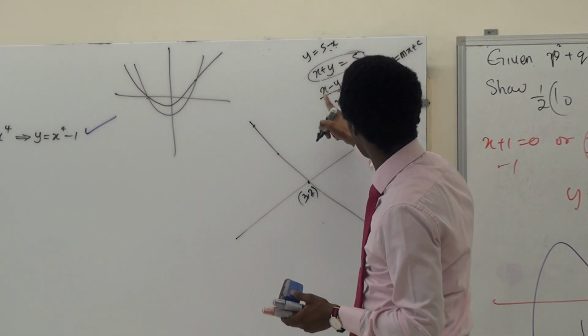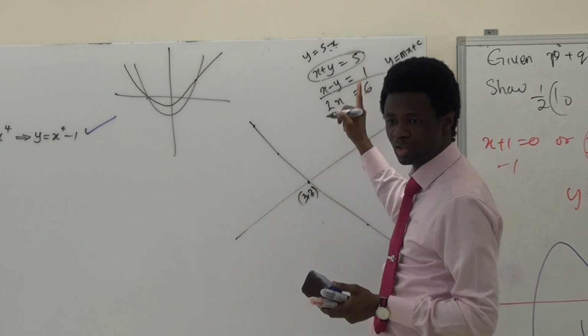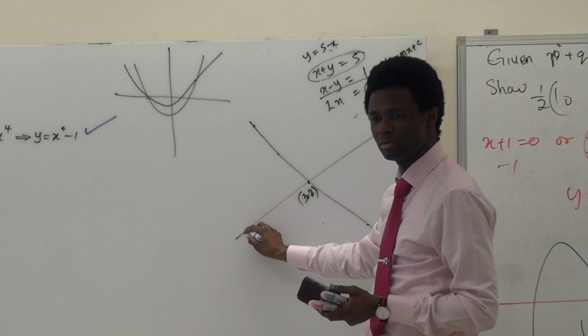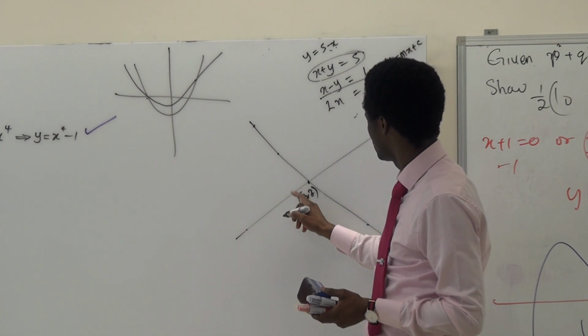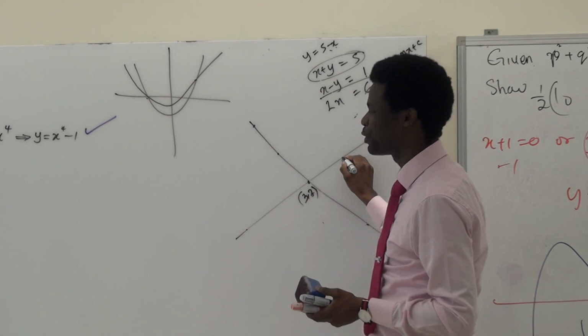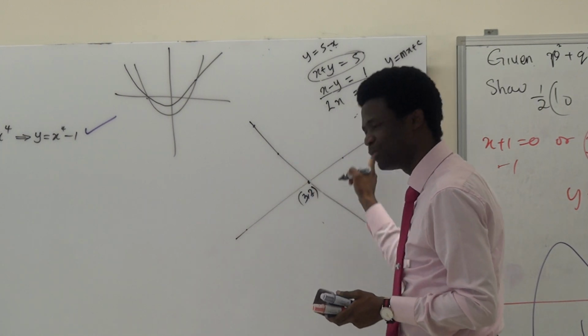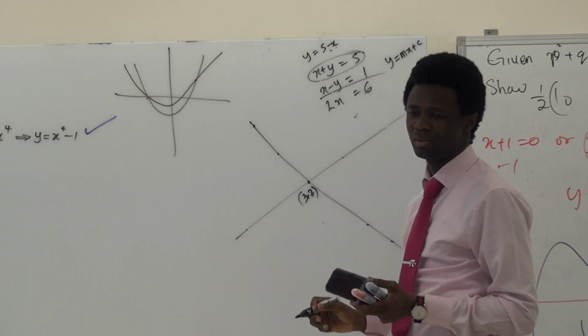And on the other graph, x minus y is equal to 1. You can have 3, 2, or 2, 1, or 4, 3. So there are points on this graph. But there is a point that is common to both of them, and that is 3, 2. So that is the meaning.